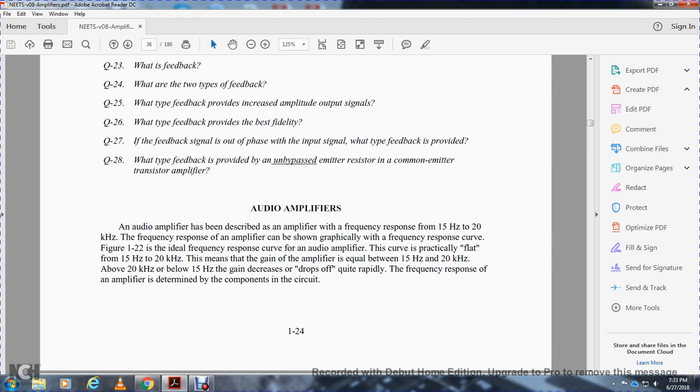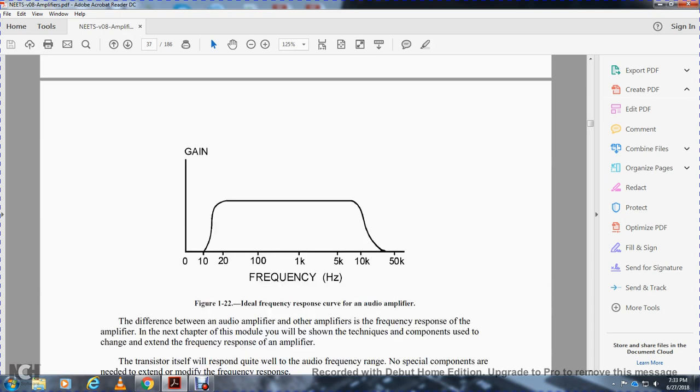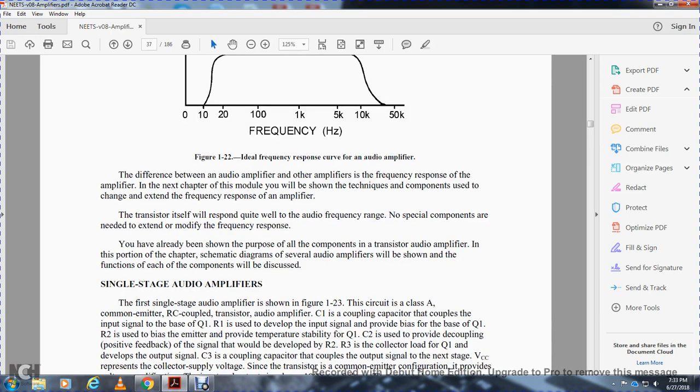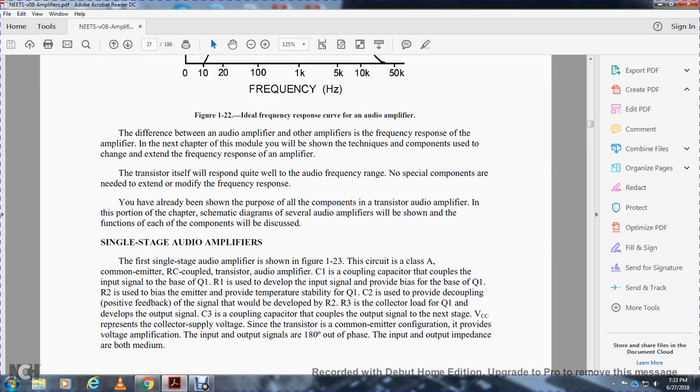The frequency response of the amplifier is determined by the components of the circuit. Figure 122 shows the ideal frequency response curve of the audio amplifier. The difference between the audio amplifier and other amplifiers is the frequency response of the amplifier. The next chapter module will show the techniques and components used to change the extent of the frequency response of the amplifier. The transistor itself will respond quite well to the audio frequency range. No special components are needed to extend it, only to modify the frequency response. You have already been shown the purpose of all the components for the transistor audio amplifier.